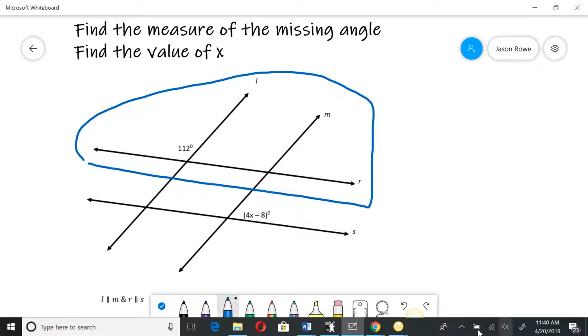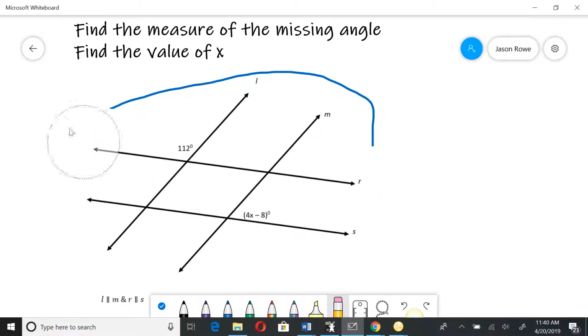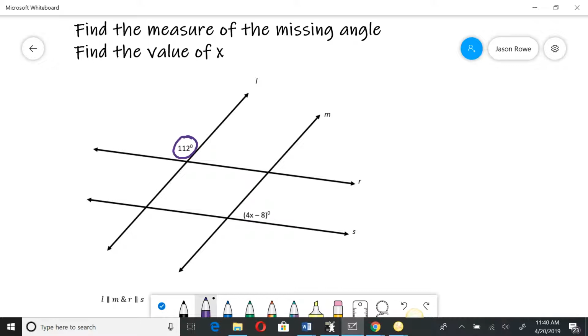Now, since both sets of lines are parallel, guess what? All the angles are going to end up being related to each other. So we're going to use this angle measure to help us figure out how it relates to this angle measure. So we're going to start off with using this. This is a corresponding angle. So that means that this angle right here is 112 degrees.